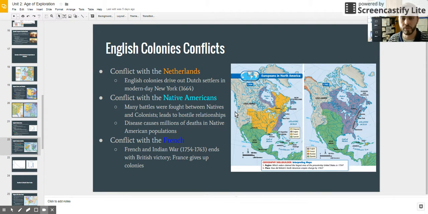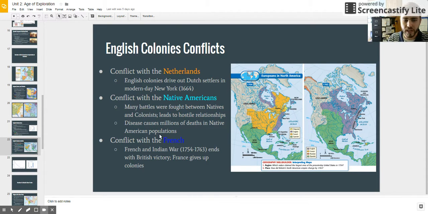Okay. They also had some conflict with the Native Americans. Many of the Native American groups had land that the English colonists wanted, and they took it. They had the better weapons. Remember, the Native American populations had dwindled because of disease. And so it was relatively easy for the English colonists to take them over.